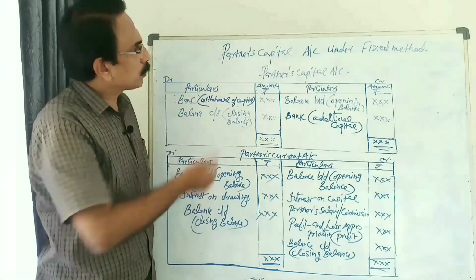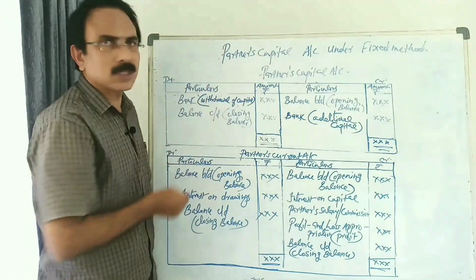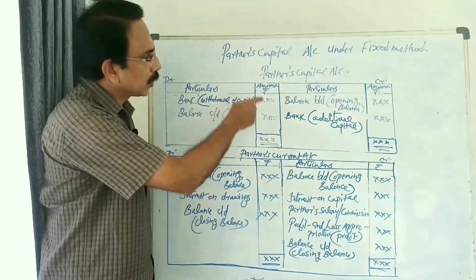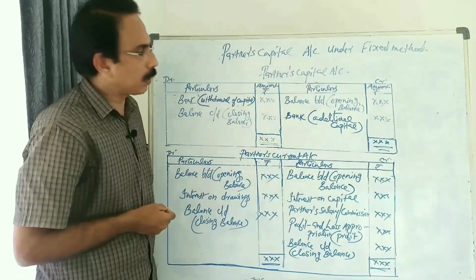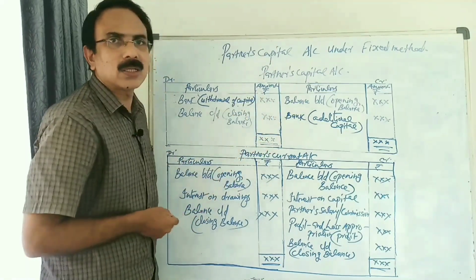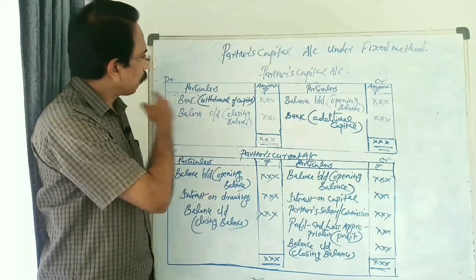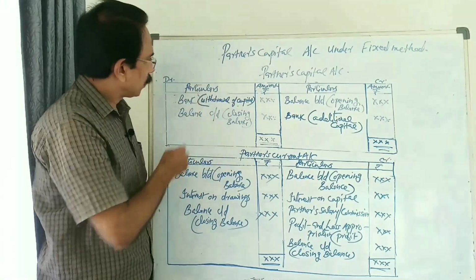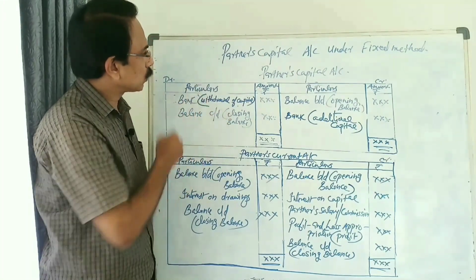These are the specimen form of partner's capital account under fixed method. First account is known as partner's capital account. On the credit side, balance brought down, opening balance of capital account. Second one, bank, additional capital if any. On the debit side, bank, that is withdrawal of capital, if any. Second one, balance carried on, closing balance of capital.